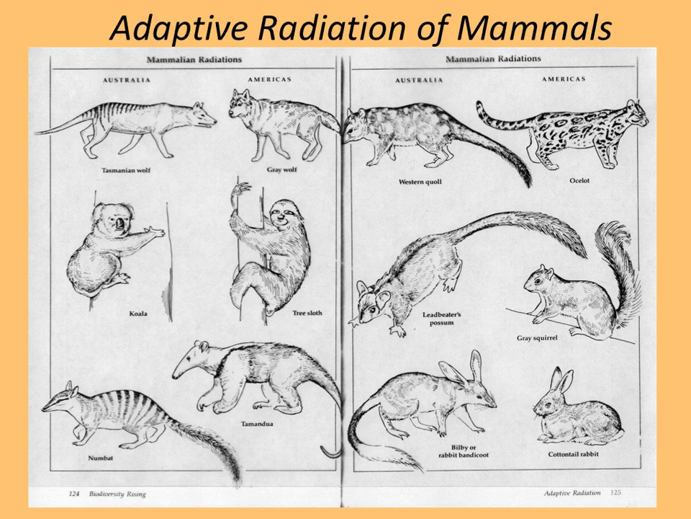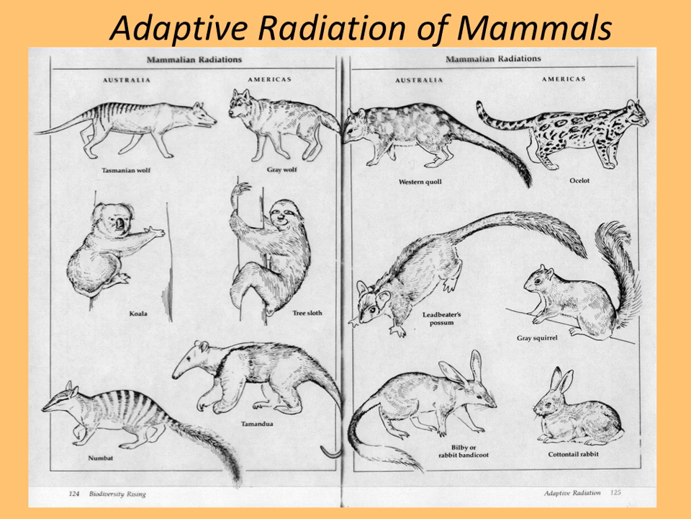Here's adaptive radiations of mammals. You have Australia. So these are the gray wolf and this Tasmanian wolf. They're not related to each other whatsoever, but they're convergent. They occupy the same niche. They're both big predators. Tree sloth and a koala.